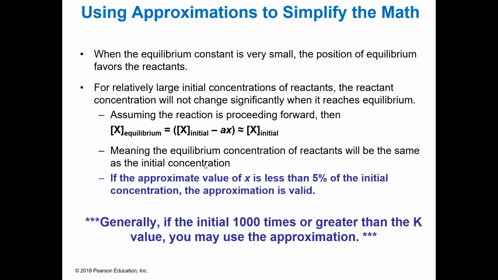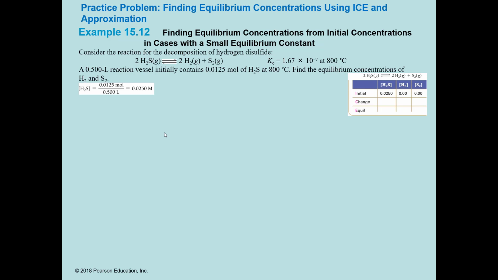So sometimes if it doesn't meet the rule of squares, then we can use what's called an approximation. The approximation basically means that the approximate value of x is going to be less than 5% of the initial concentration. Basically, if the initial is 1,000 times greater than K, you can use approximation. Okay, so I'm going to show you what that means.